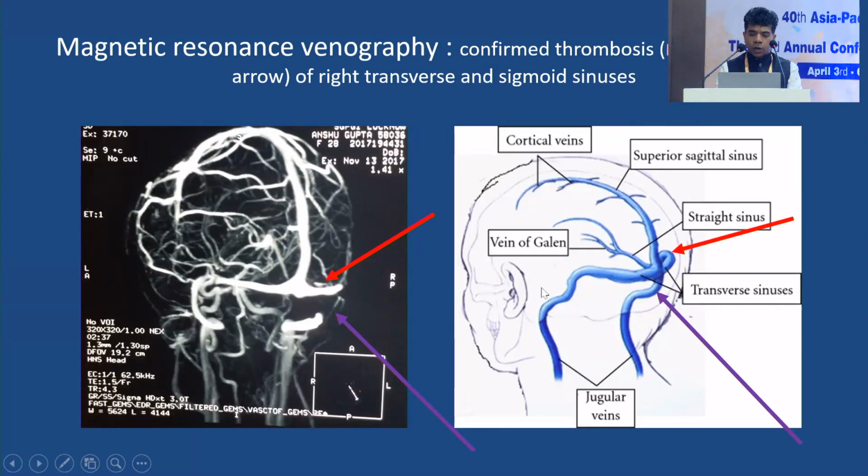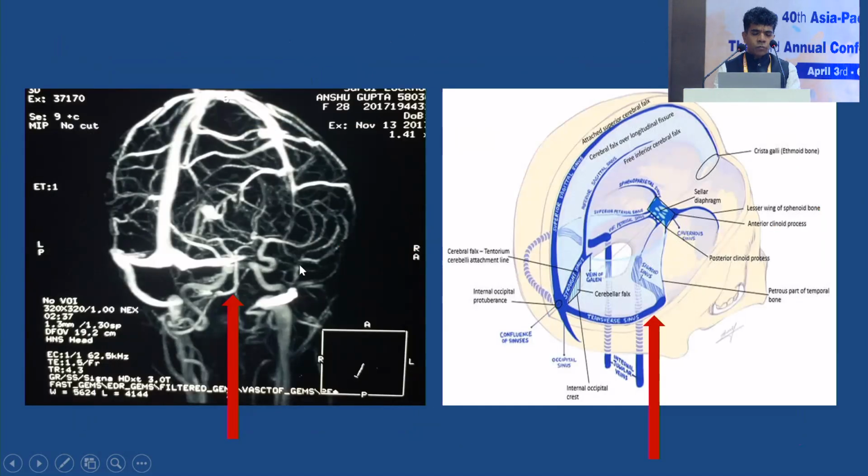And this is the pictorial representation: this is your superior sagittal sinus, transverse sinus, and this is your sigmoid sinus, and this is the IJV, where the whole of the sinus blood from the brain is drained into. And this is the MRV of the patient, you can see, this is the left transverse sinus, sigmoid sinus, and this is IJV. This is hypoplastic, because this is constricted. And over here on the right side, you cannot see the sigmoid sinus. This is the constriction, the stenosis, or you can say the narrowing of the transverse sinus.